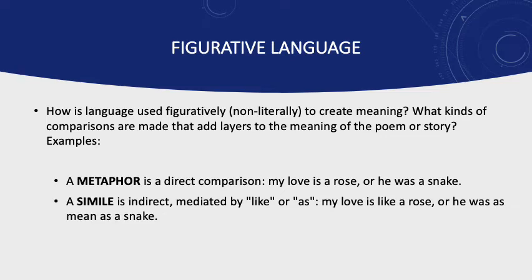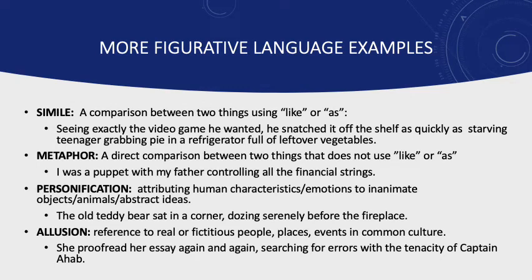Simile does exactly the same thing. It's just indirect. It's mediated by like or as. My love is like a rose, or he was as mean as a snake. So here's some more figurative language examples. A simile, metaphor example. Personification is giving human attributes to non-human entities. Allusion, referring to real or fictitious people, places, events in common culture.